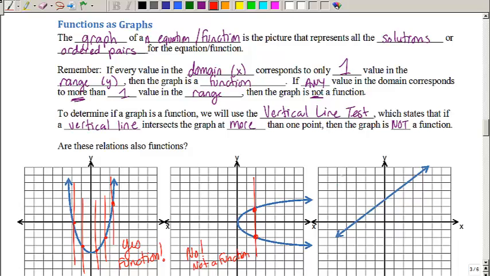In our third example, when I pass a vertical line from left to right, you may use your pencil. Every red line that I draw only crosses at most one place. In this case, my graph is a function.